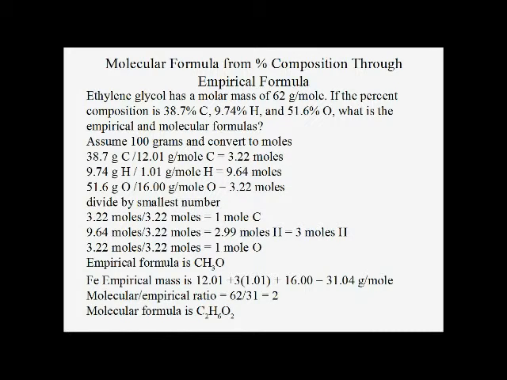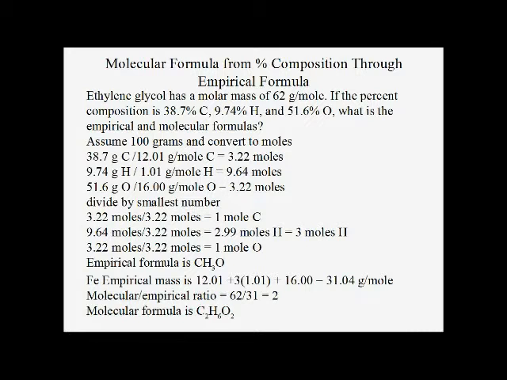So we get our moles, we divide all three of them by the smallest value. This gives us 1 mole of carbon, 1 mole of oxygen, and 3 moles of hydrogen. So our empirical formula becomes CH3O. So we have our empirical formula, so to get the molecular formula, we first determine the empirical mass, adding up the 1 carbon, 3 hydrogens, 1 oxygen. We get an empirical mass of 31.0 grams per mole.